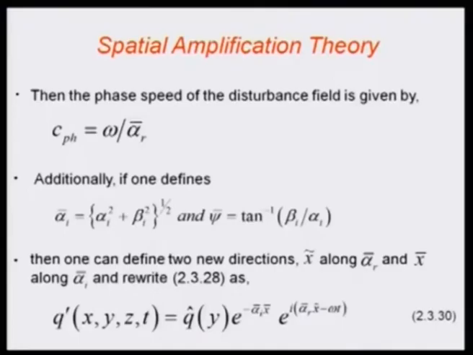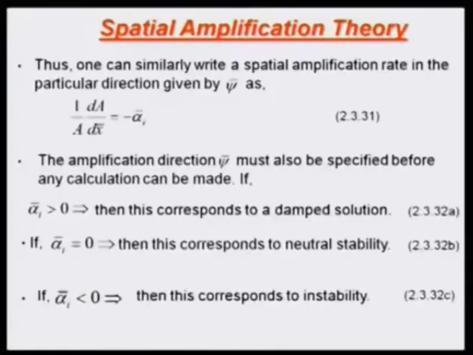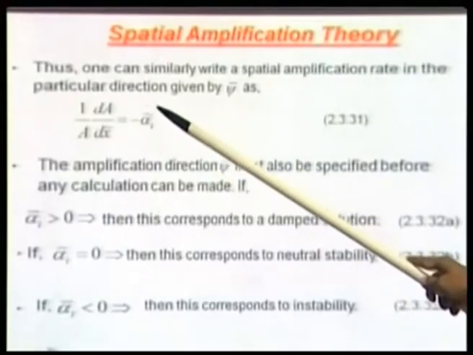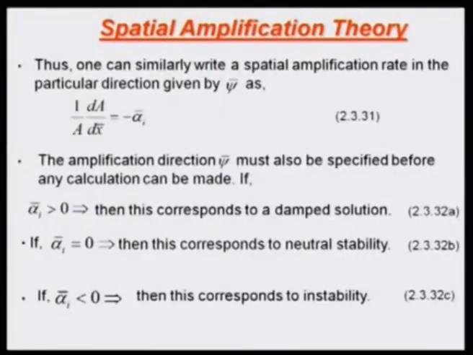And then we talked about the fact that we now have two directions. One is x tilde, along the resultant phase direction alpha r bar, and x bar along the amplitude or decay direction, given by alpha I bar, and that is what you see in equation 30 there. As a consequence, you could find the net amplification in that direction psi bar, which is once again given by this relative rate at which the amplitude changes.